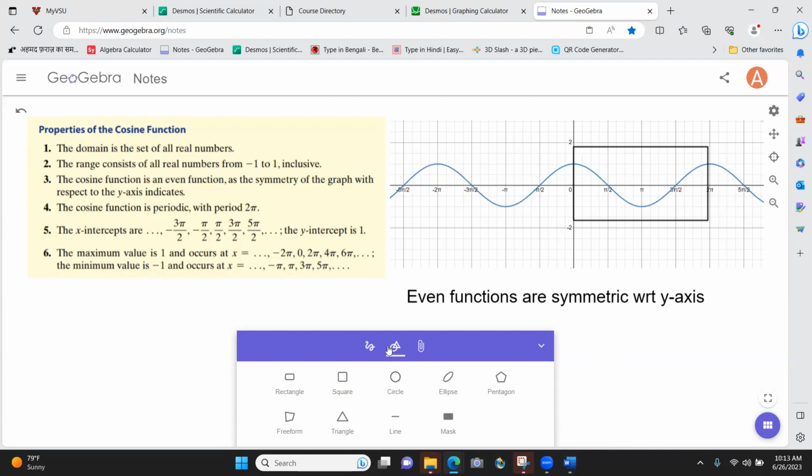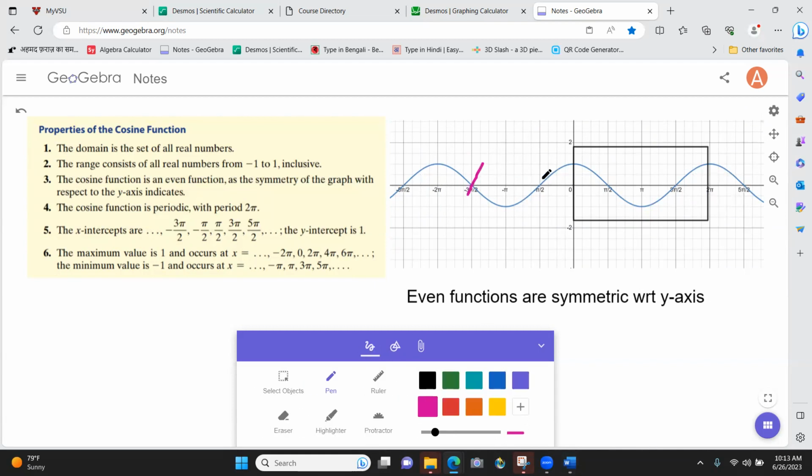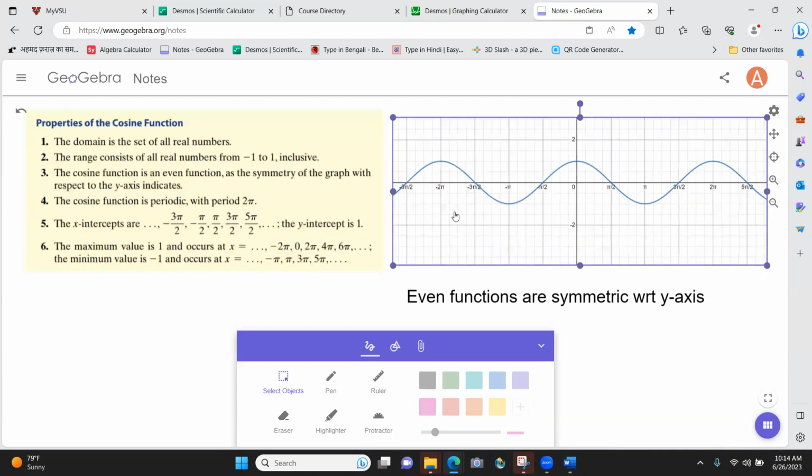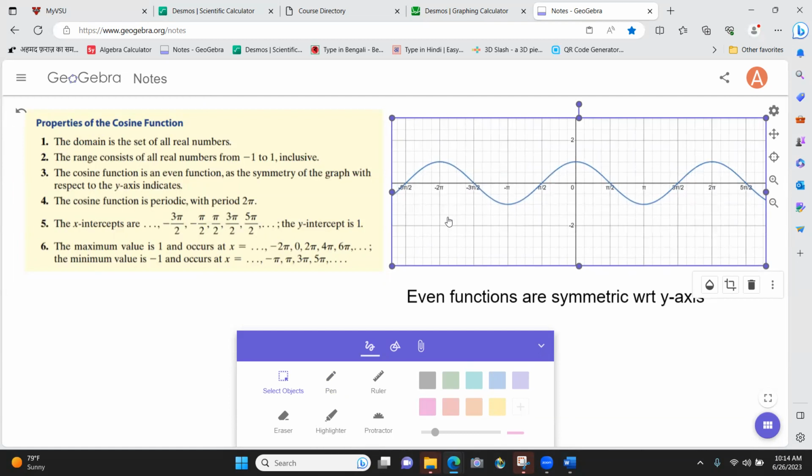X-intercepts, oh, easy. X-intercepts are where the curve cuts the x-axis. If you pay attention, these are the ones where I put a pink slash through. The next one, the maximum value, occurs at -2 pi, 0, and 2 pi. So all these numbers are here. You don't have to memorize this table or this picture. You will have access to it, but you will have to learn how to read it.